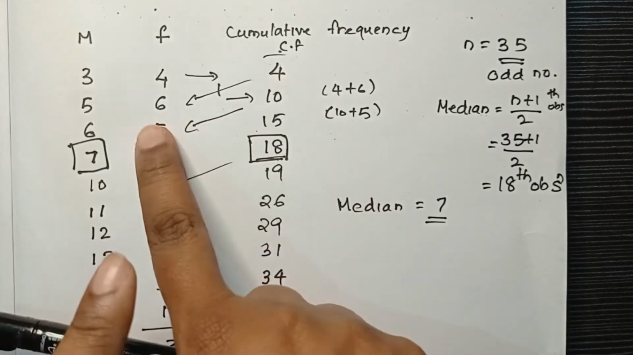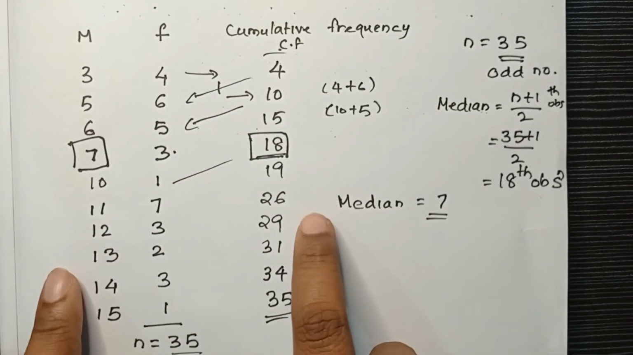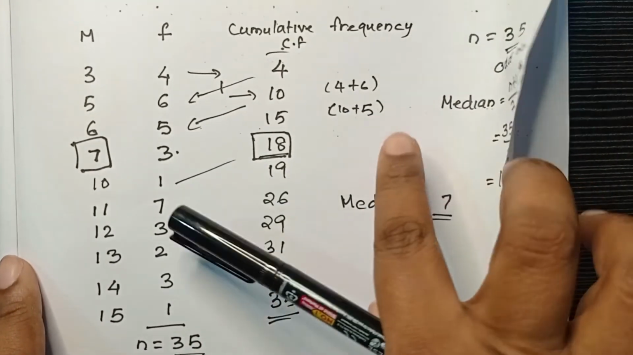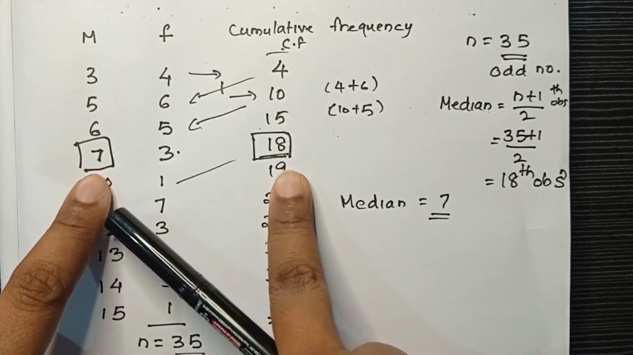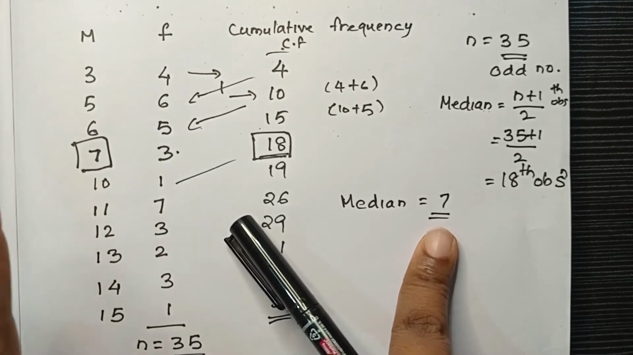How to find out cumulative frequency? We wrote 4 and then we are adding the next frequencies here. Finally we got 35, and this total should match. In that we can say that this is the 18th observation. We wrote the corresponding value and that is your median. Okay, so it is very simple.